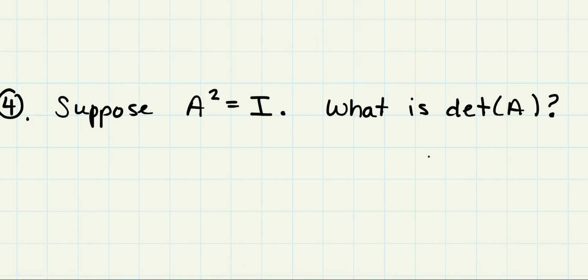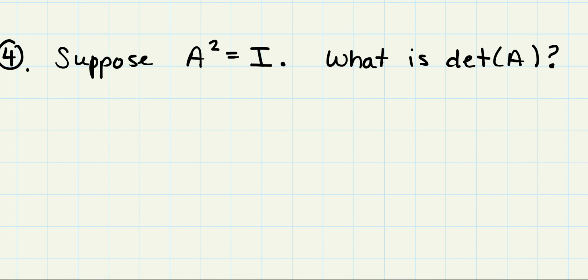I think I have a couple more problems I want to look at. Let's say we have a matrix that when we square it, we get the identity matrix. Can we determine the determinant? Yes, we can. So what we want to know is, what is the determinant of A?